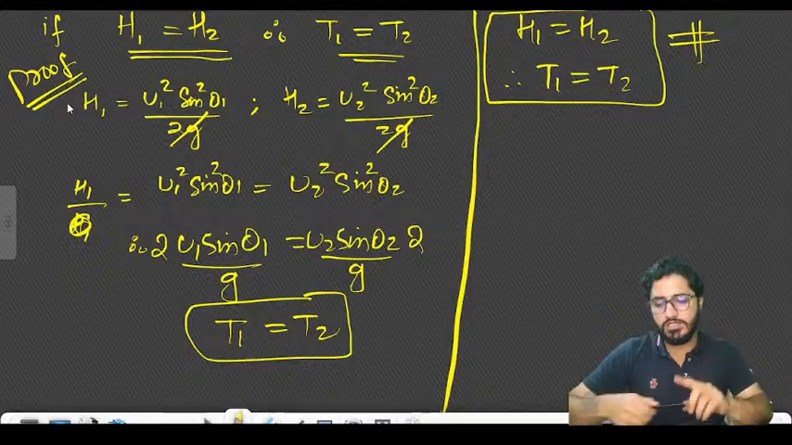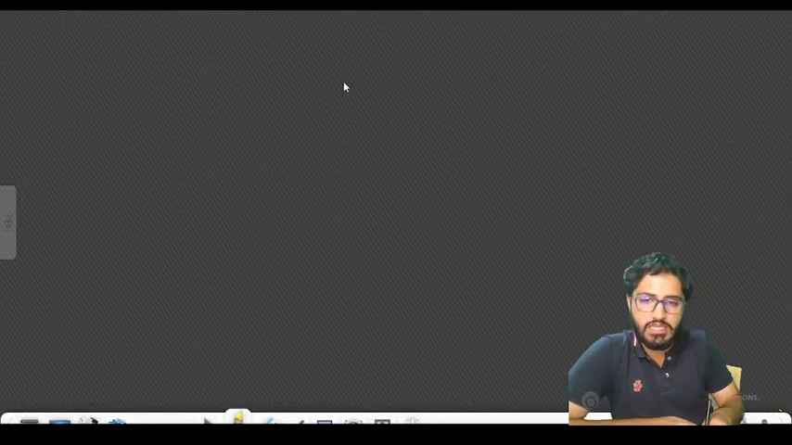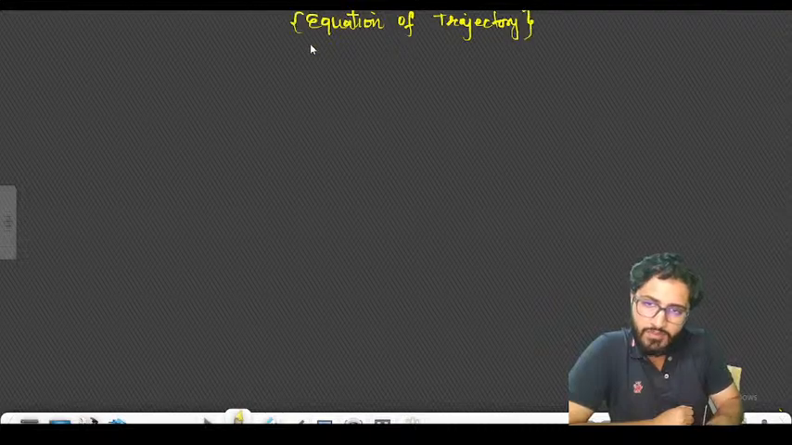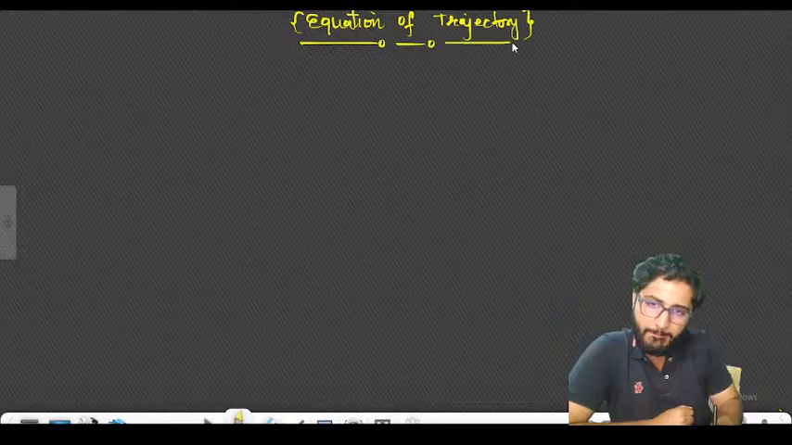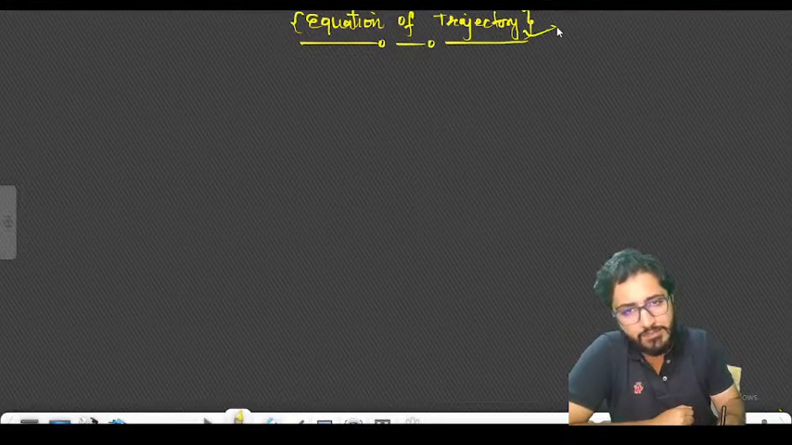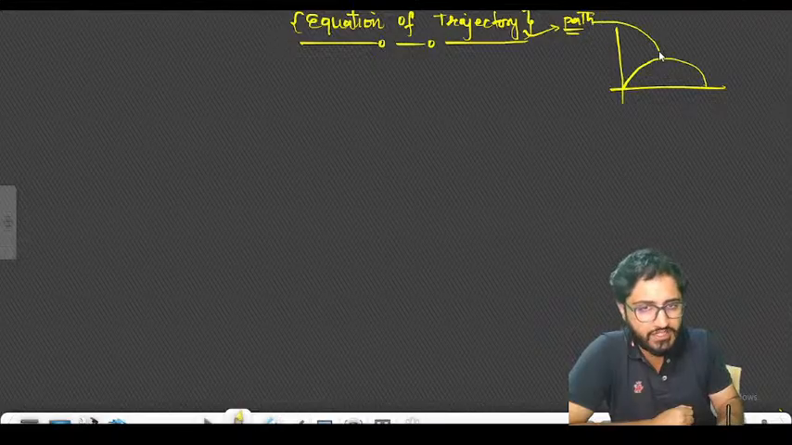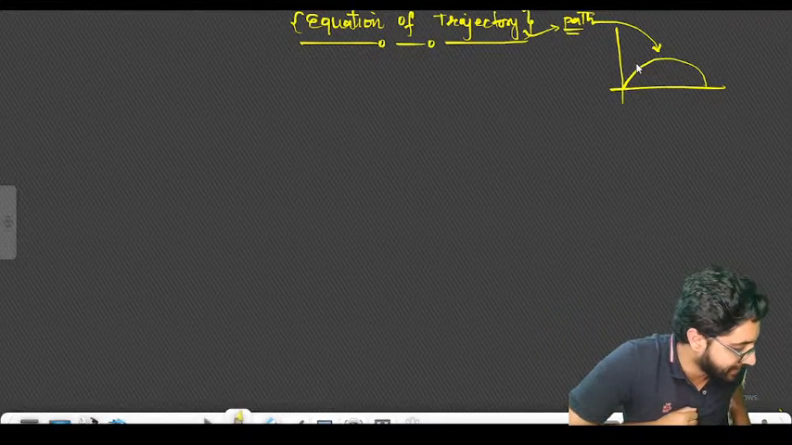So let us discuss now the equation of trajectory. Trajectory means the path on which your particle is flowing. Trajectory simply indicates the path. Look now. This parabolic path is known as trajectory. So you have to write the equation for that thing only.